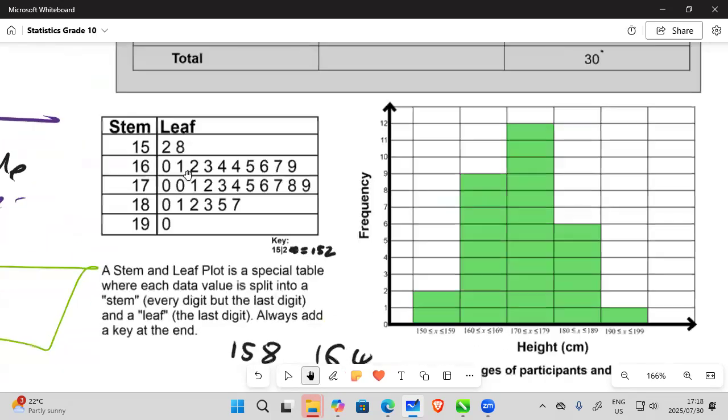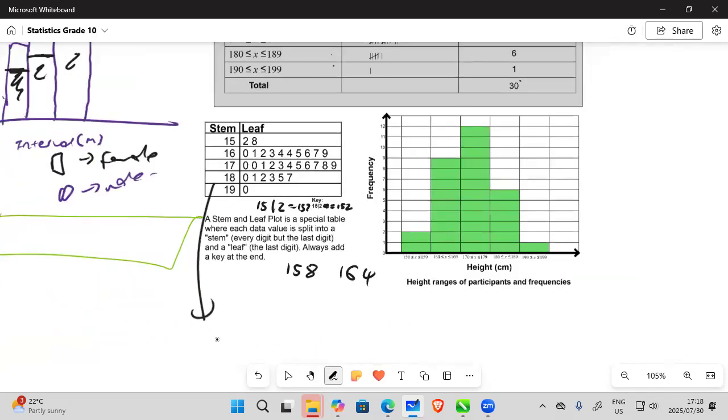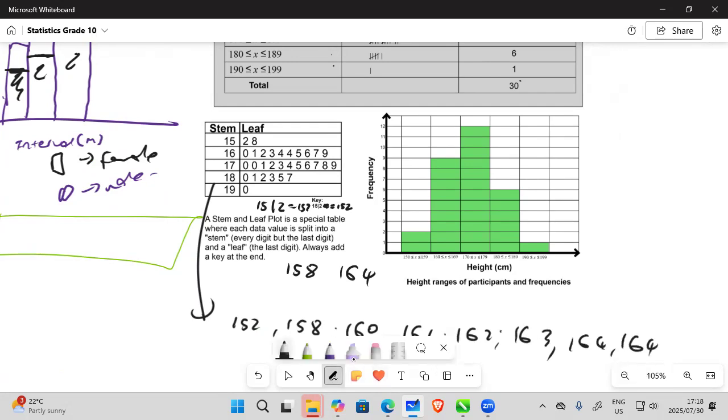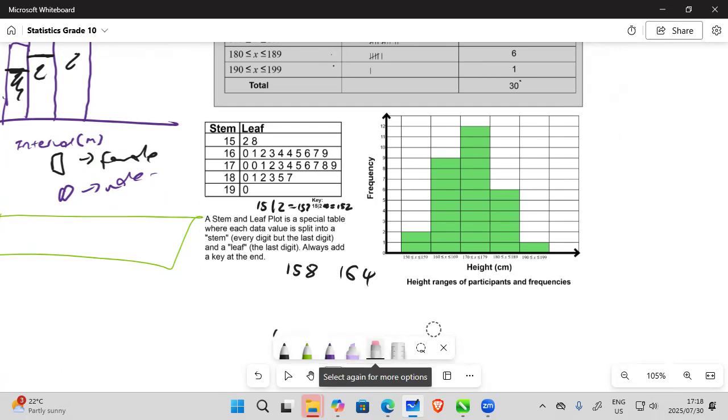And most importantly, at the bottom here, you must put a key. And what that key would represent is, see, 150 bar 2 is the same as 152. So if I was given this and I needed to draw information, the first line is telling me 152 and 158 is a part of the data set. The second line is telling me that 160, 161, see, first two and that digit, then 162, then 163, then 164. 164 is twice. Can you see that? Is a part of the data set.